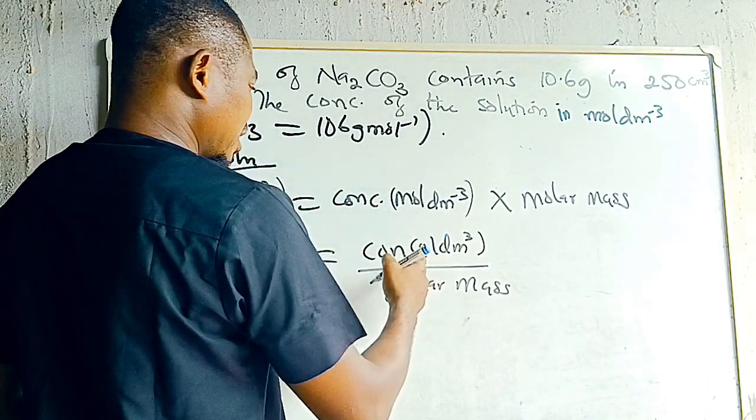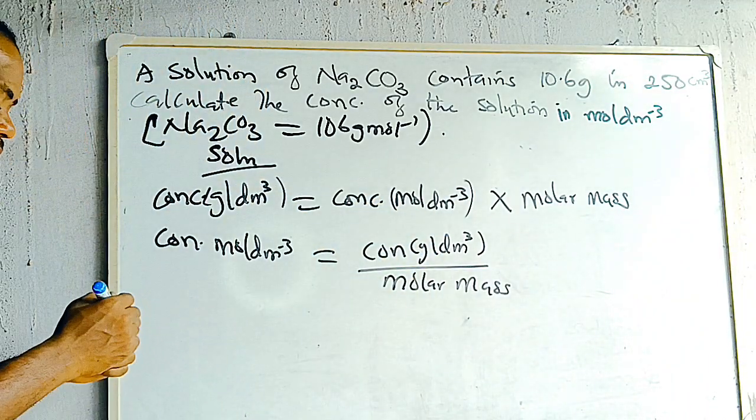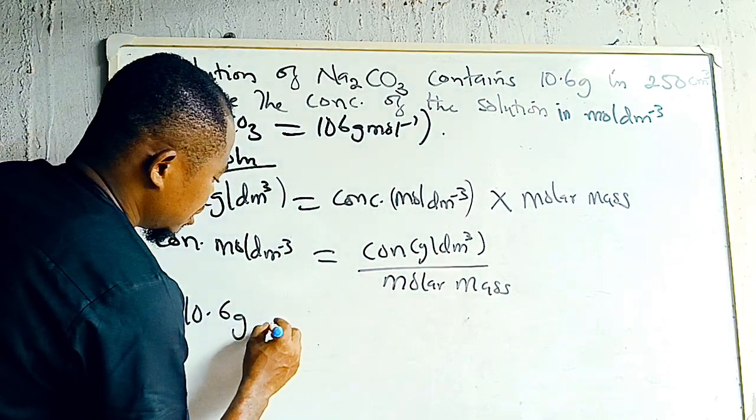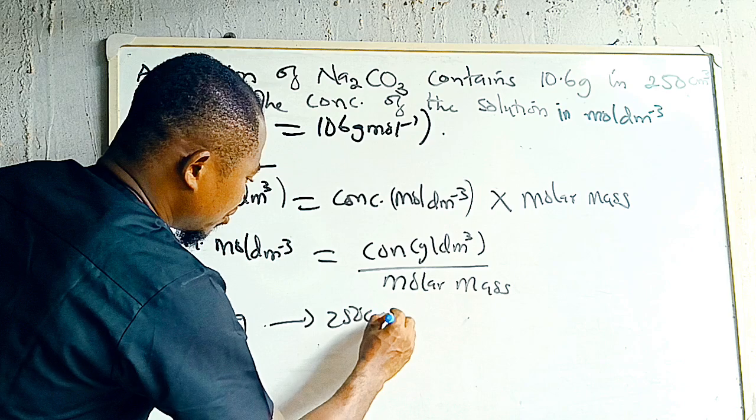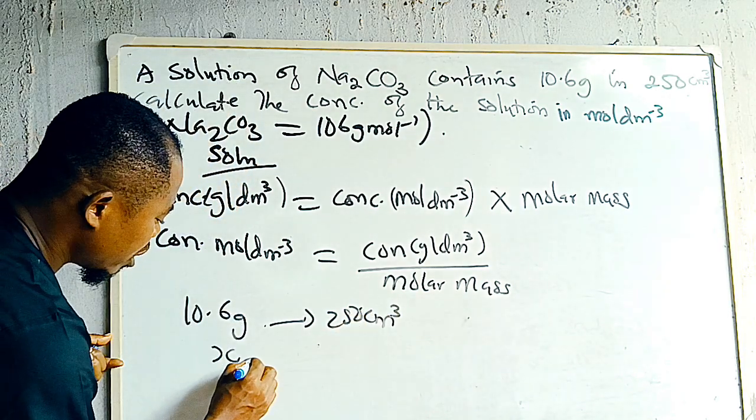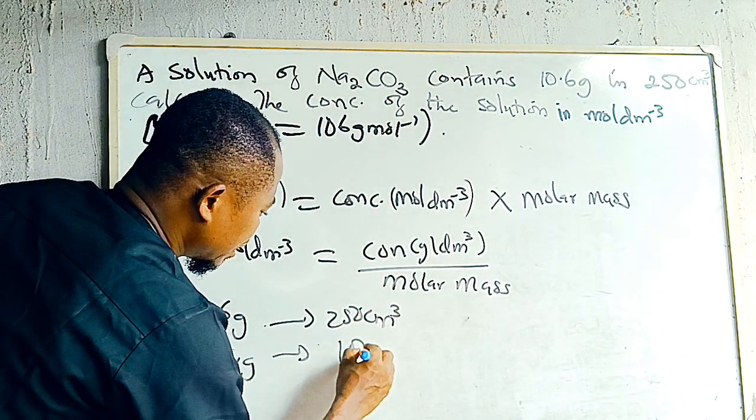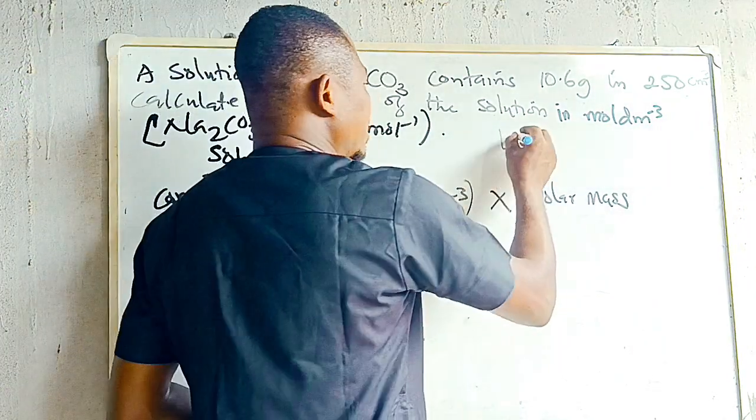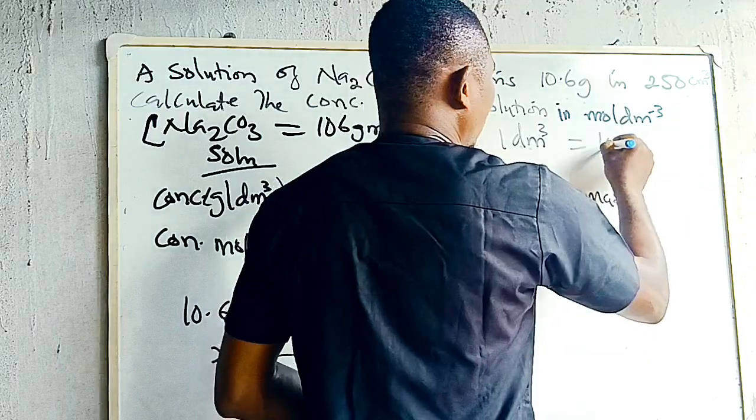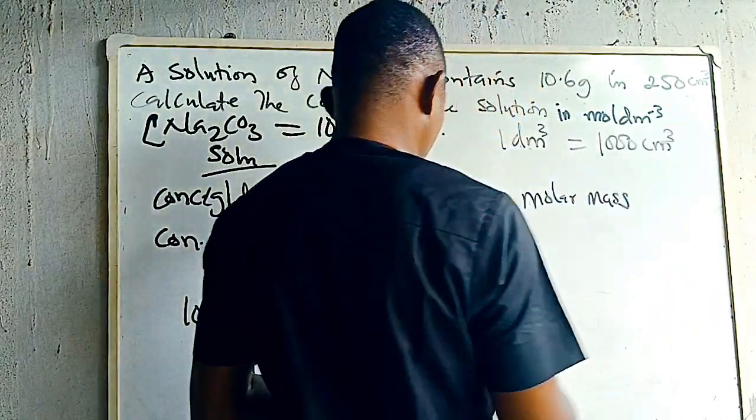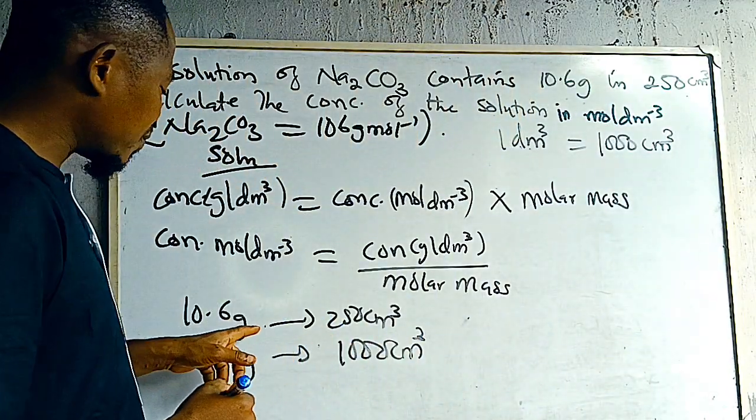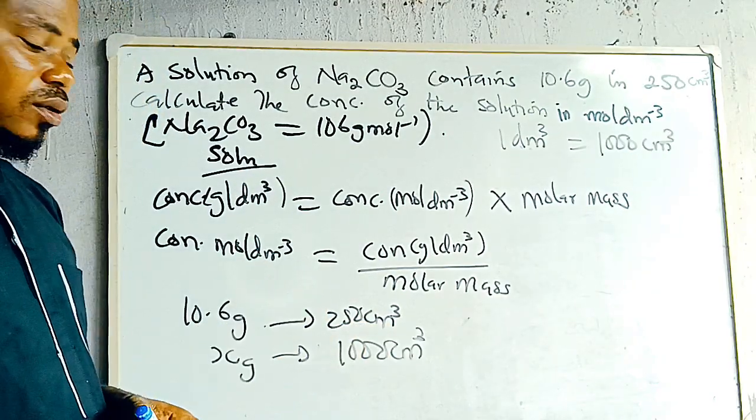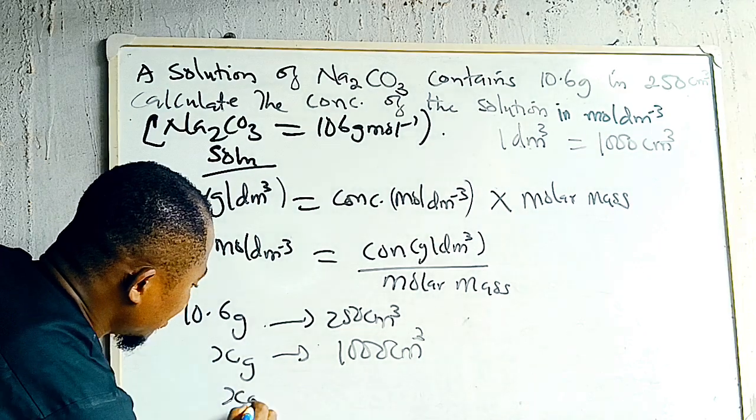Let's find the concentration in gram per dm³. Now, remember, we have been given that 10.6 grams is dissolved in 250 cm³. So we have to ask what grams will be in 1000, because 1 dm³ is equal to 1000 cm³. So if 10.6 grams is dissolved in 250, what quantity will be in 1000 to maintain the same concentration? So we're going to say S gram now will be equal to what?